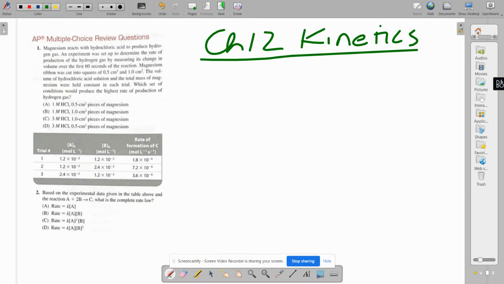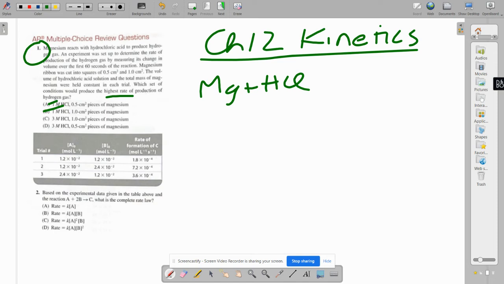Okay, so let's start with question 1. This one has a long story about basically magnesium reacting with HCl, and it asks, which set of conditions would produce the highest rate of production? So the fastest reaction rate, okay? And hopefully as you're looking through, you're thinking to yourself, well, definitely a 3 molar solution of HCl, that's a higher concentration, that's more collisions in a certain space, is going to produce more effective collisions than 1 molar. So that would put A and B out of the running.